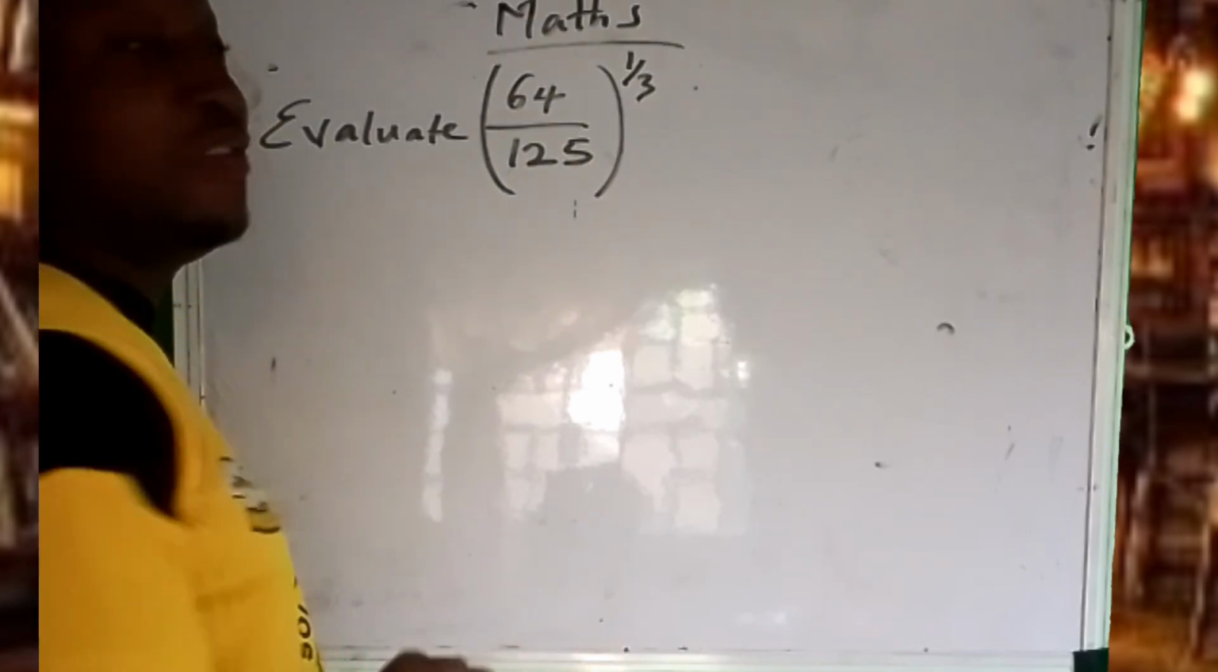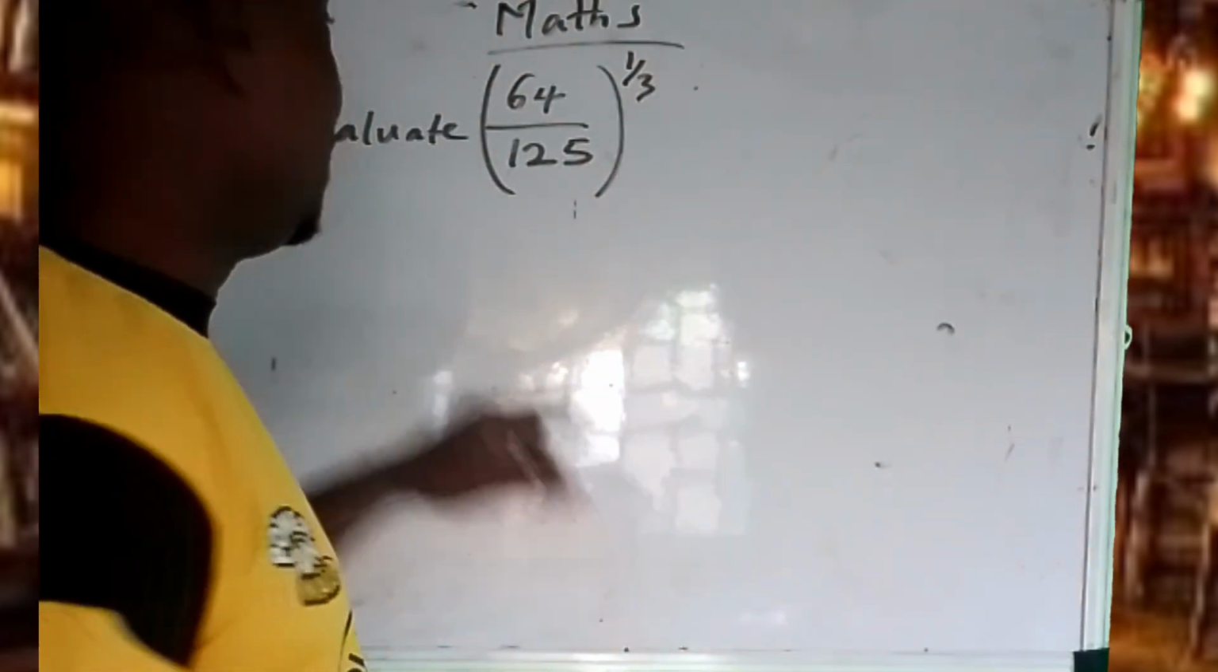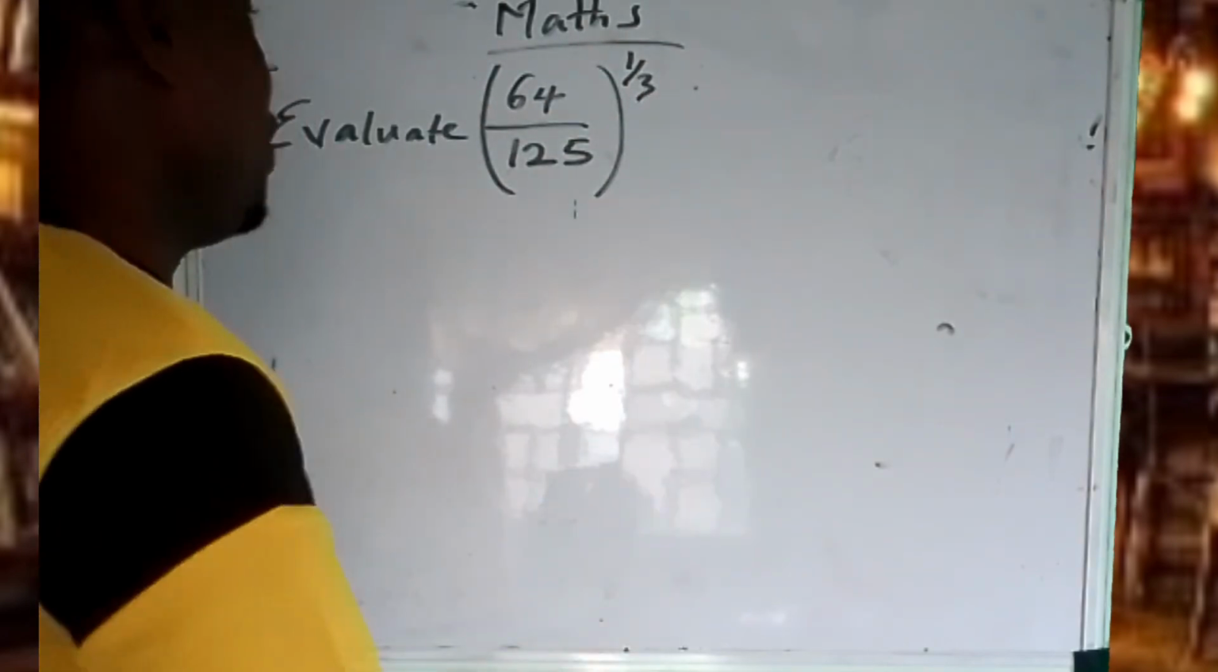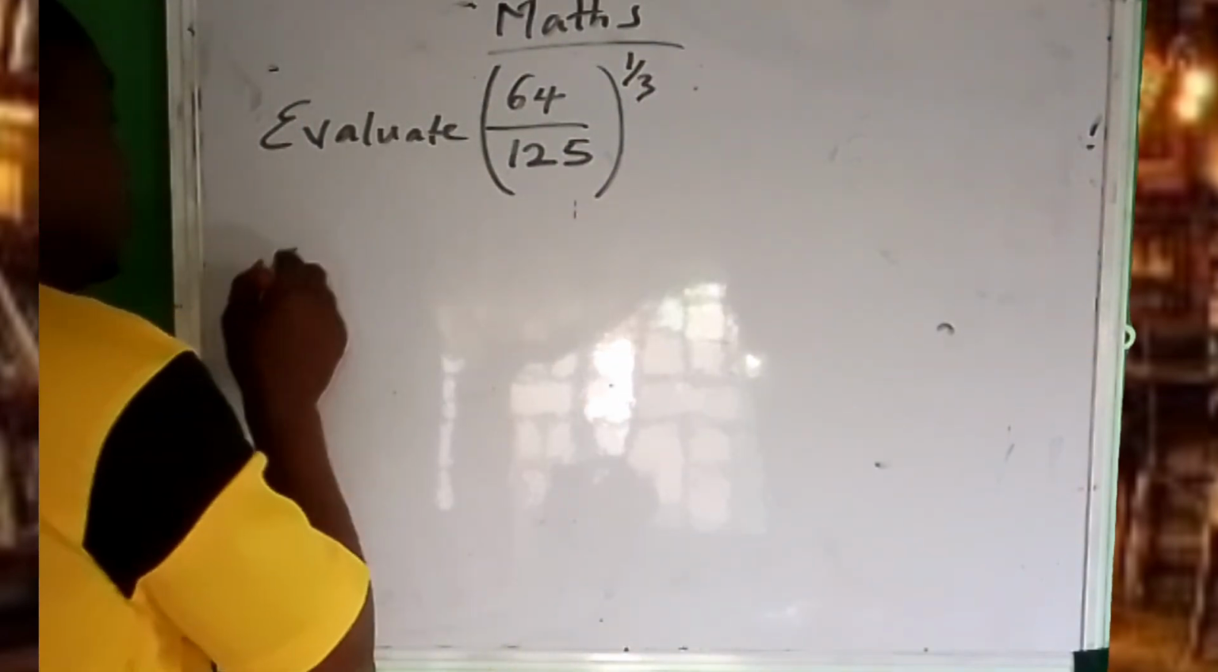Class, in this video we're looking at this particular question. The board says evaluate 64 over 125 raised to the power of 1 over 3. So how do we solve this question?